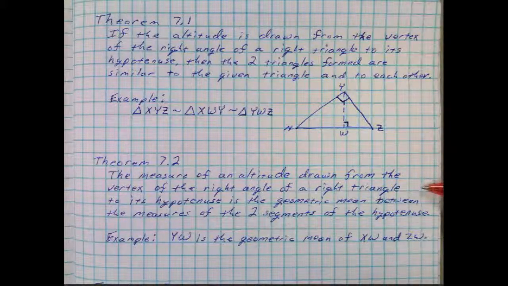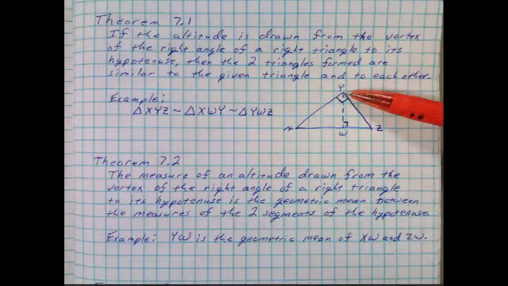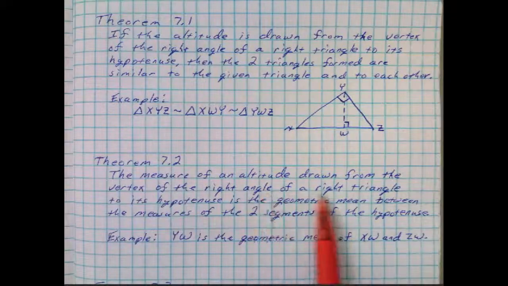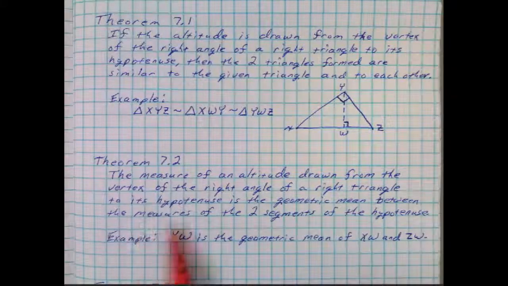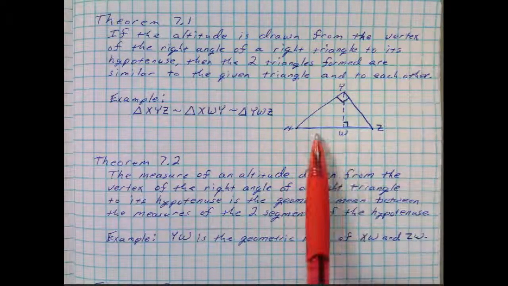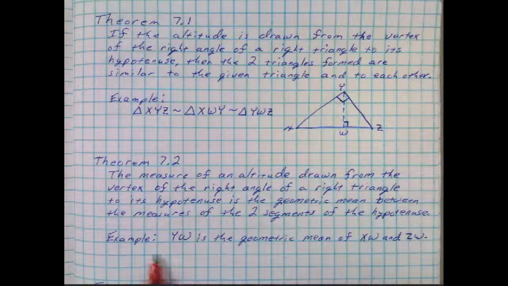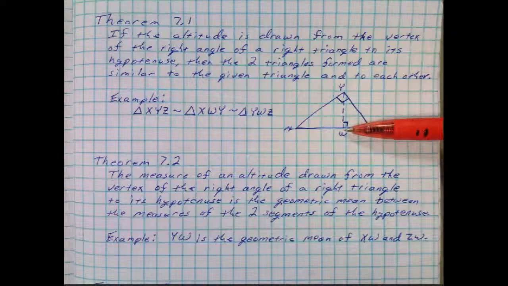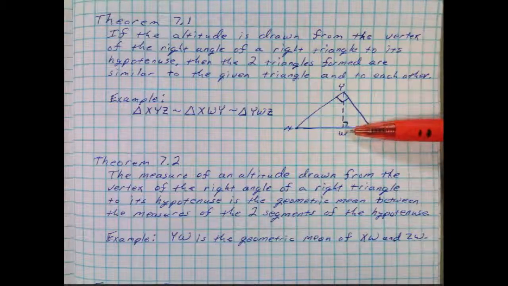So looking at the next one, 7.2, the measure of an altitude drawn from the vertex of the right angle of a right triangle, so we're using this same picture here, so vertex of our right angle to the hypotenuse. Okay, so the vertex of the right angle of a right triangle to its hypotenuse is the geometric mean between the measure of the 2 segments of the hypotenuse. So these 2 segments, it's the geometric mean of those. Okay, so when we're looking at this picture, we have YW, that's our altitude, is the geometric mean of the 2 pieces of the hypotenuse that were created, which is XW and ZW.